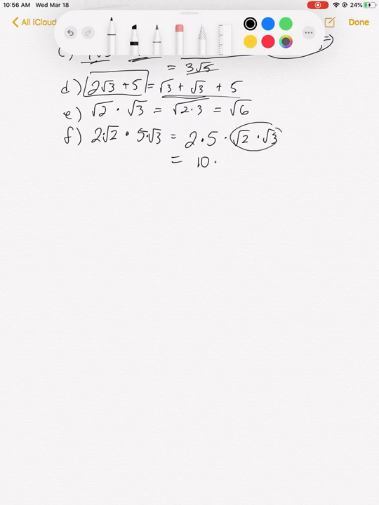In part F, we have 2 square root 2 multiplied by 5 square root 3. Now here, we need to see what's going on using our product rule. These are multiplications in between here. I have whole numbers, 2 times 5, and I can switch those around because of the commutative property. And the ones that are left are square root 2 times square root 3. When we simplify this, we get 10, and according to the product rule and part E, I know that that's going to be equal to the square root of 6. And so that's our answer there: 10 square root 6.